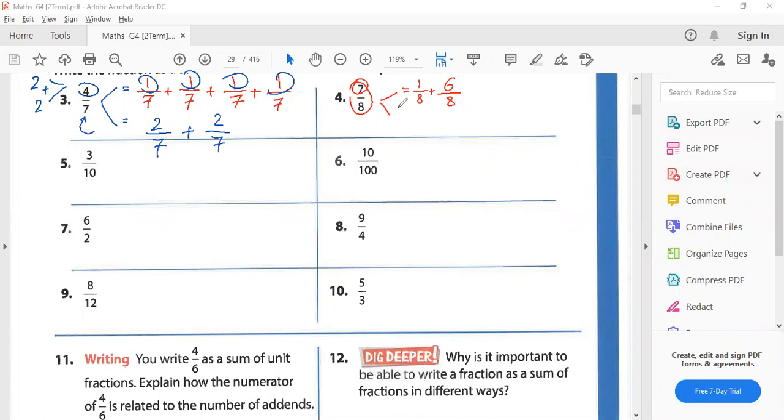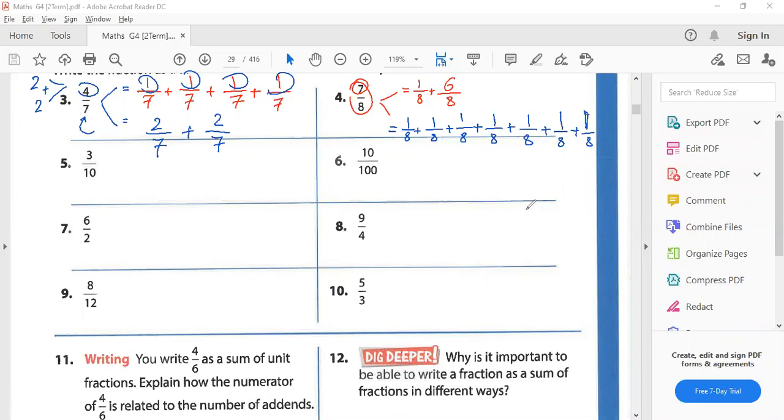What is the second way? The second way is 1 over 8 plus 1 over 8 plus 1 over 8. How many times? 7 times. Excellent. This is 4, 5, 6, and 7. This is easy like this. Thank you so much, Iyad.